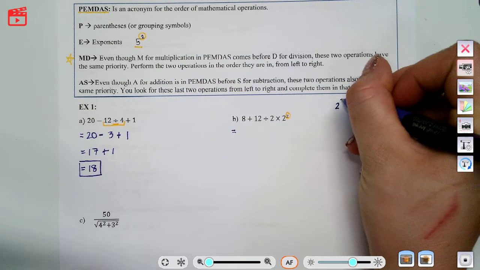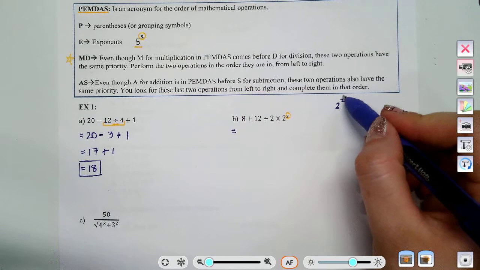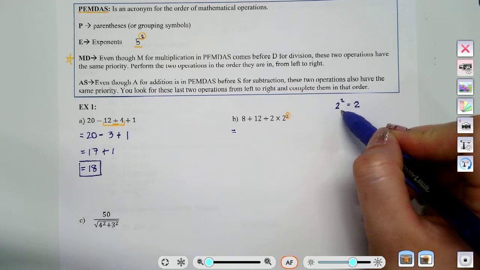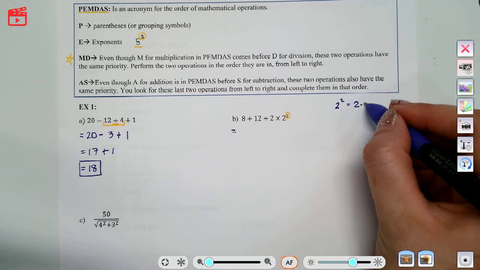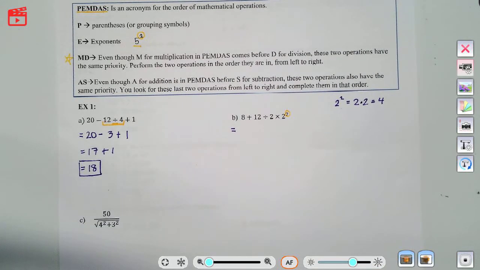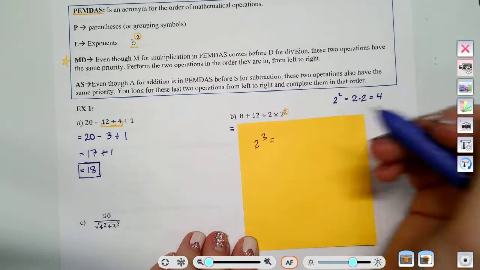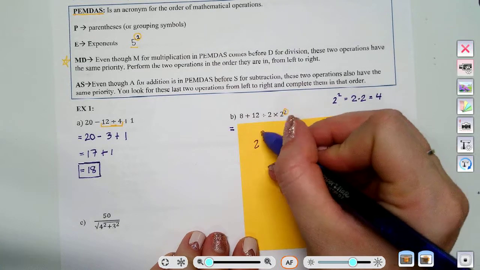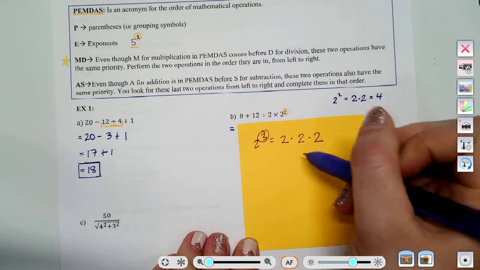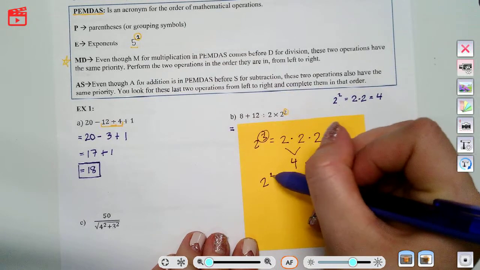Well, that is 2 times itself how many times? 2. So the exponent tells you how many times you're going to take the base and multiply it to itself. So that's going to be 2 times 2, which is 4. So for example, if I'd had 2 to the 3rd power, that's saying take 2 and multiply it to itself 3 times. So that would be 2 times 2 times 2, which would be 4, bring down that 2, that's going to be 8. So 2 cubed would be 8.